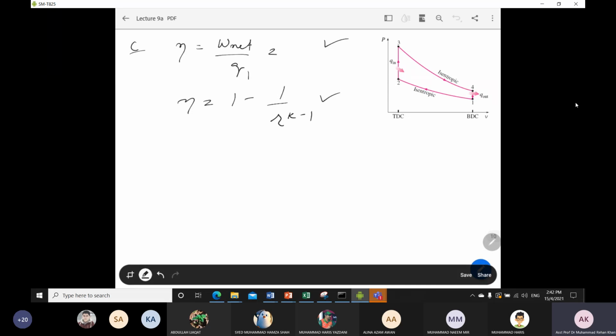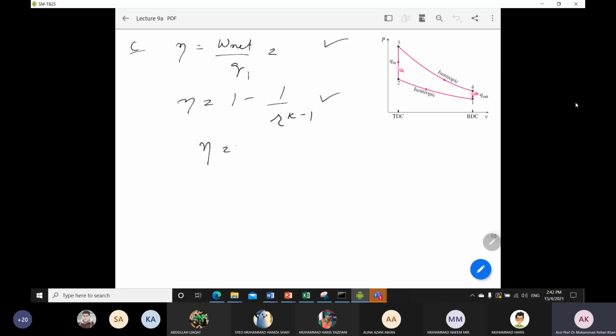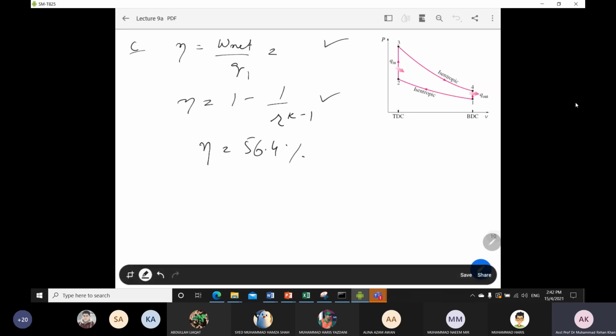Because these two relations are valid for your constant specific heat assumption. And by just putting in the values, you will find the efficiency is equal to 56.4%. You also have to confirm whether it is right or wrong. You just have to put in the values and you will easily find the efficiency.